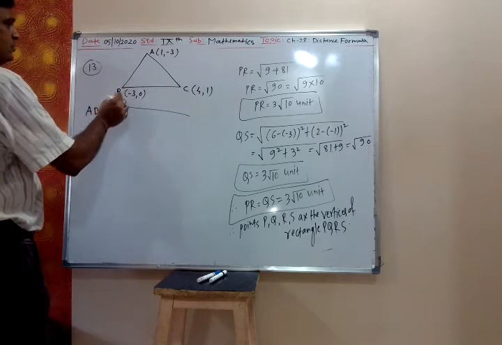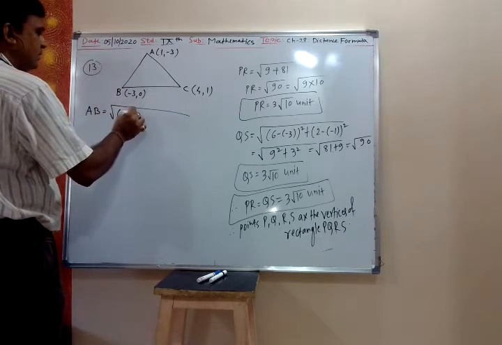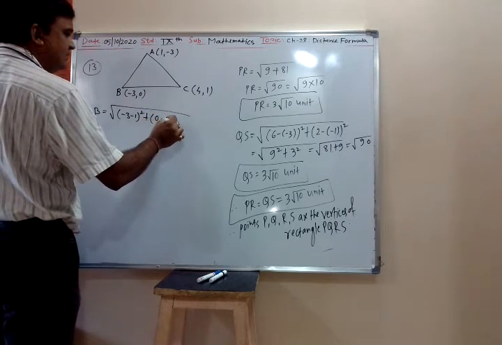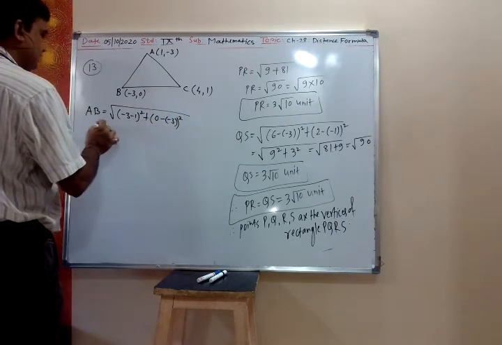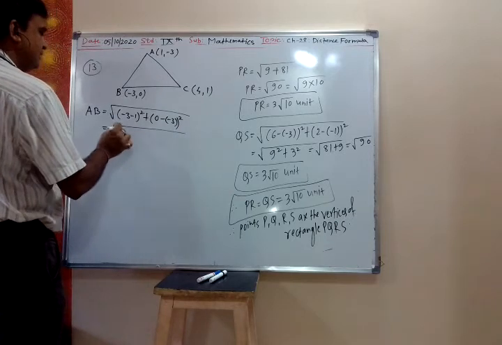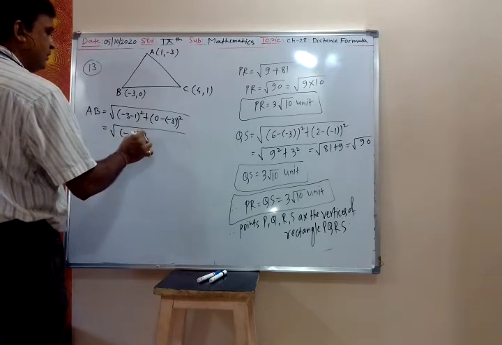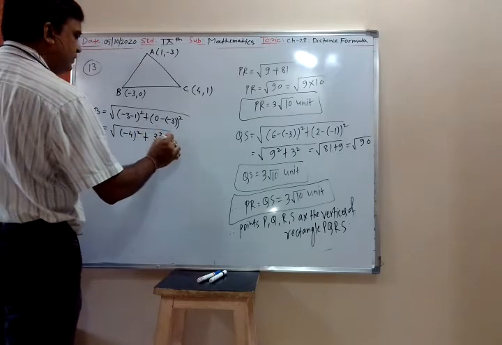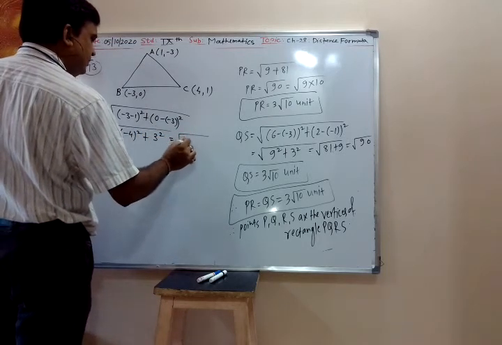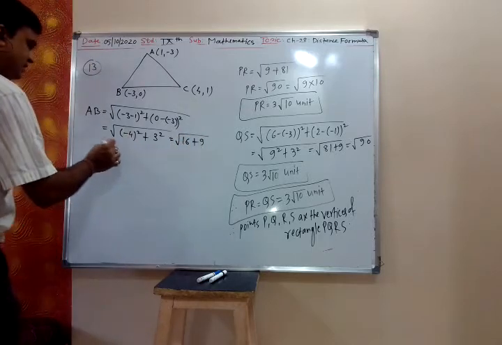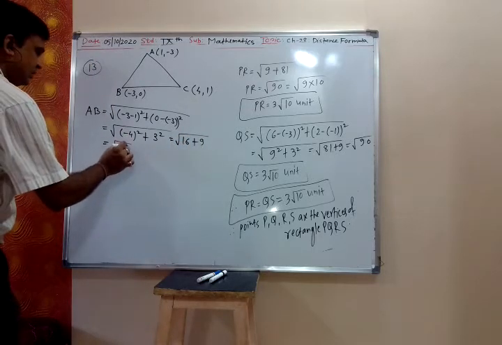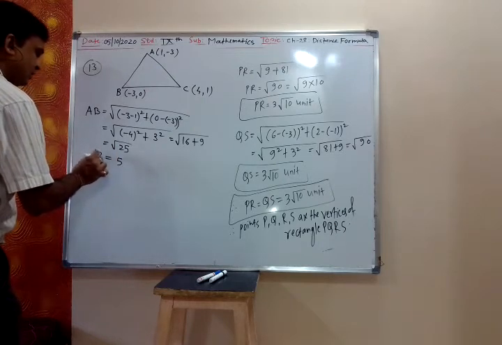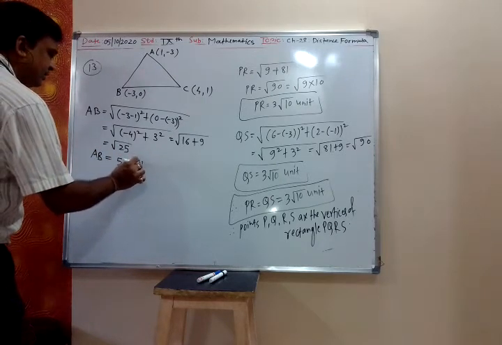AB, so (-3 -1) square plus (0 -3) square. So -3 -1 is -4 square plus 0 -3 is -3 square. So -4 square is 16 plus 3 square is 9, 16 plus 9 is 25. Square root of 25 is 5. So AB is 5 unit.